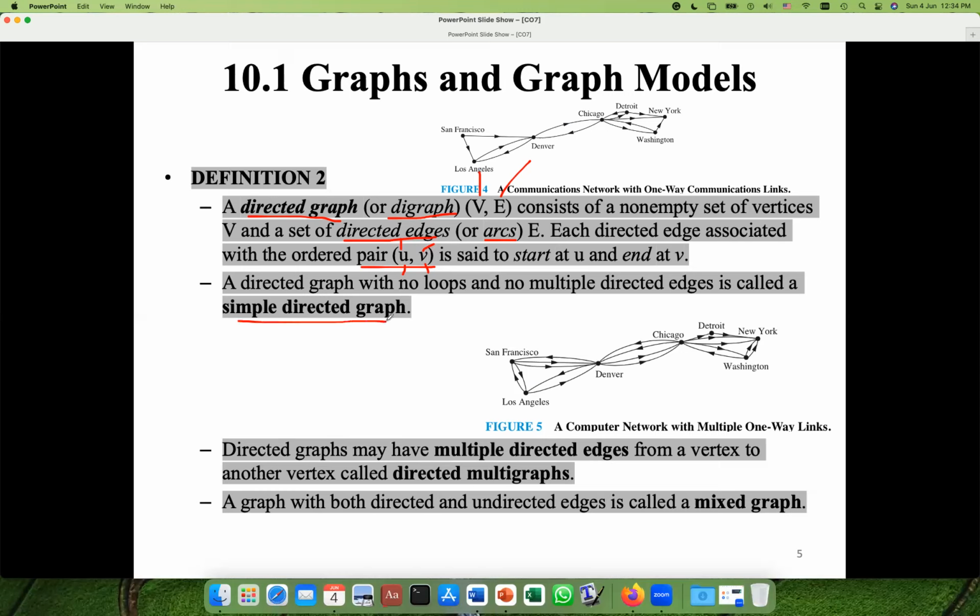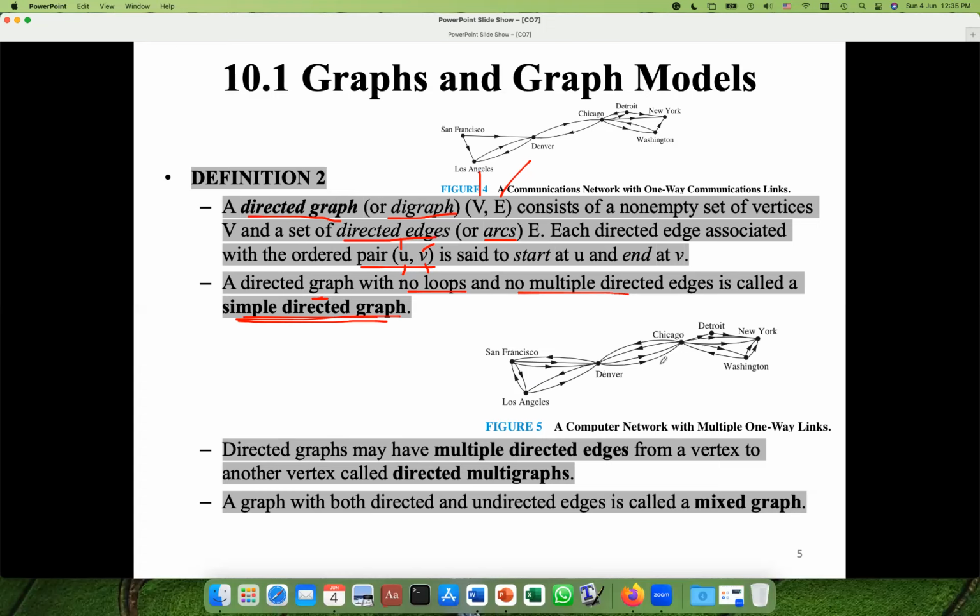Now, what is a simple directed graph? A directed graph with no loops and no multiple edges. So now that we have that definition: direction is there, that's why we are starting with this one. A directed graph with no loops and no multiple paths or edges would be called a simple directed graph.